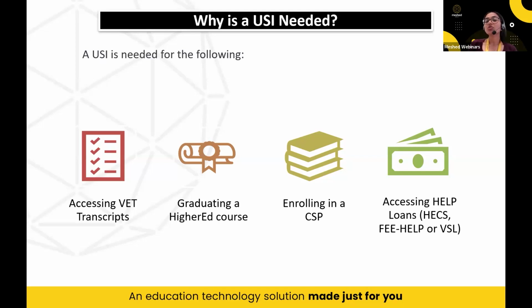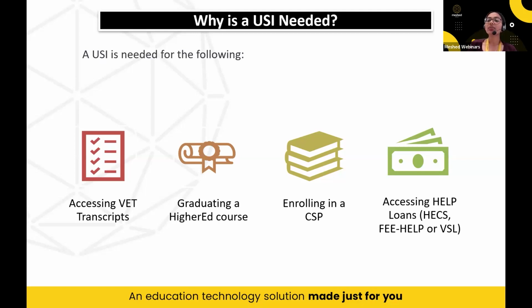Second category is for a student who is graduating from a higher ed course. As we have talked about in the initial slides, for any student who is graduating from a course after 2023, a USI is mandatory to receive their graduation awards. In third place, we have any student who is enrolling in a Commonwealth supported place or a CSP. If a student wants to enroll in a Commonwealth subsidized place, they have to have a USI for the department to record their data.